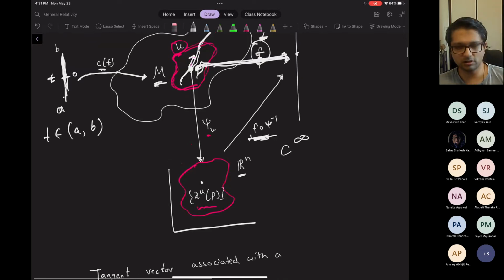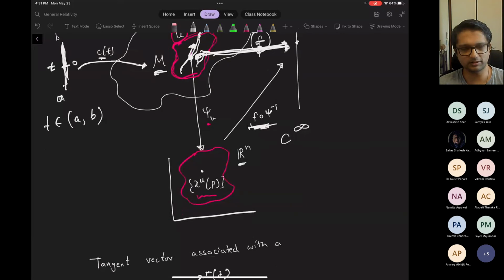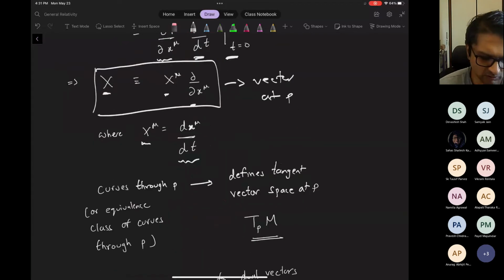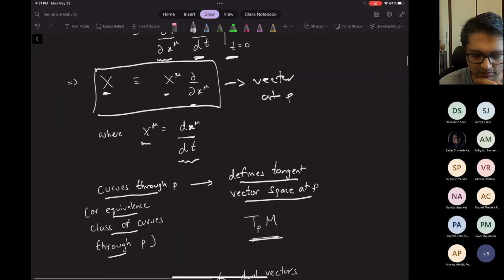So this was a way in which we are allowed to define tangent vectors on arbitrary manifolds through an operation. Now what we saw is that if we take all curves through P, or some equivalence class of curves through P, then by taking different curves, we get different tangent vectors, and this allows us to define a tangent vector space at P. This was called T_P(M).